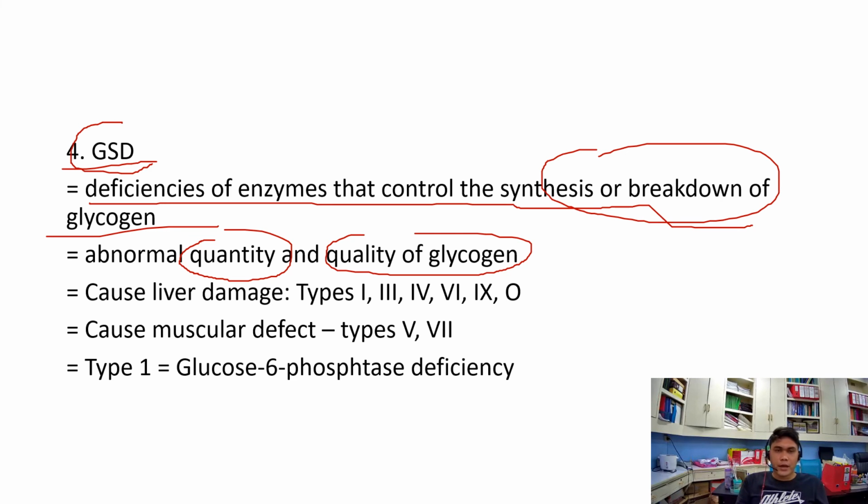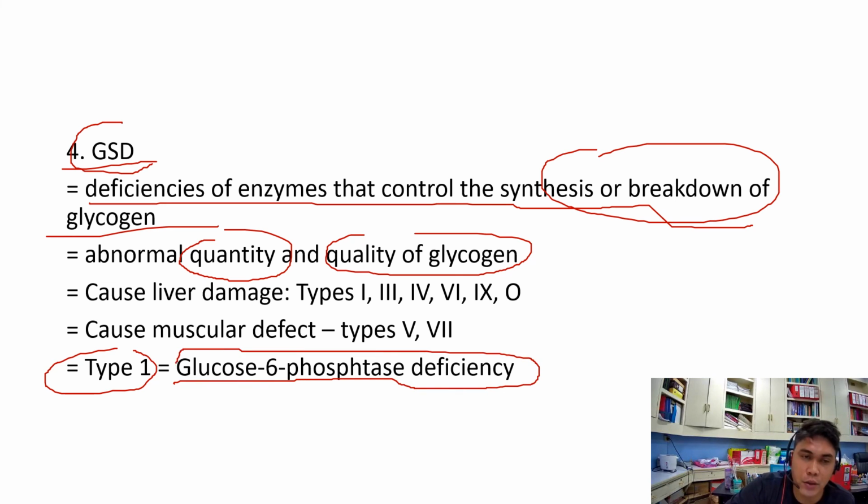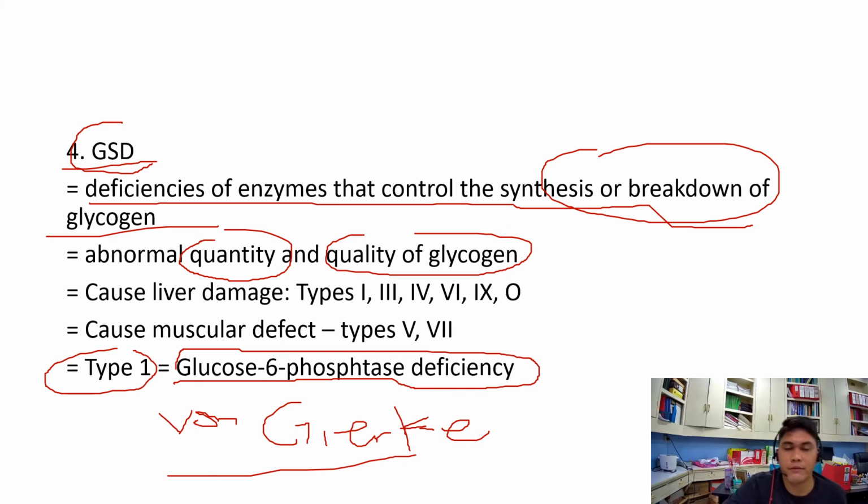Now for GSD, there are different types. I think there are 11 types of GSD, but the most common is type 1 GSD. For type 1 GSD, there's a deficiency in glucose 6 phosphatase. It's also known as von Gierke disease, spelled with a K, or type 1 GSD.